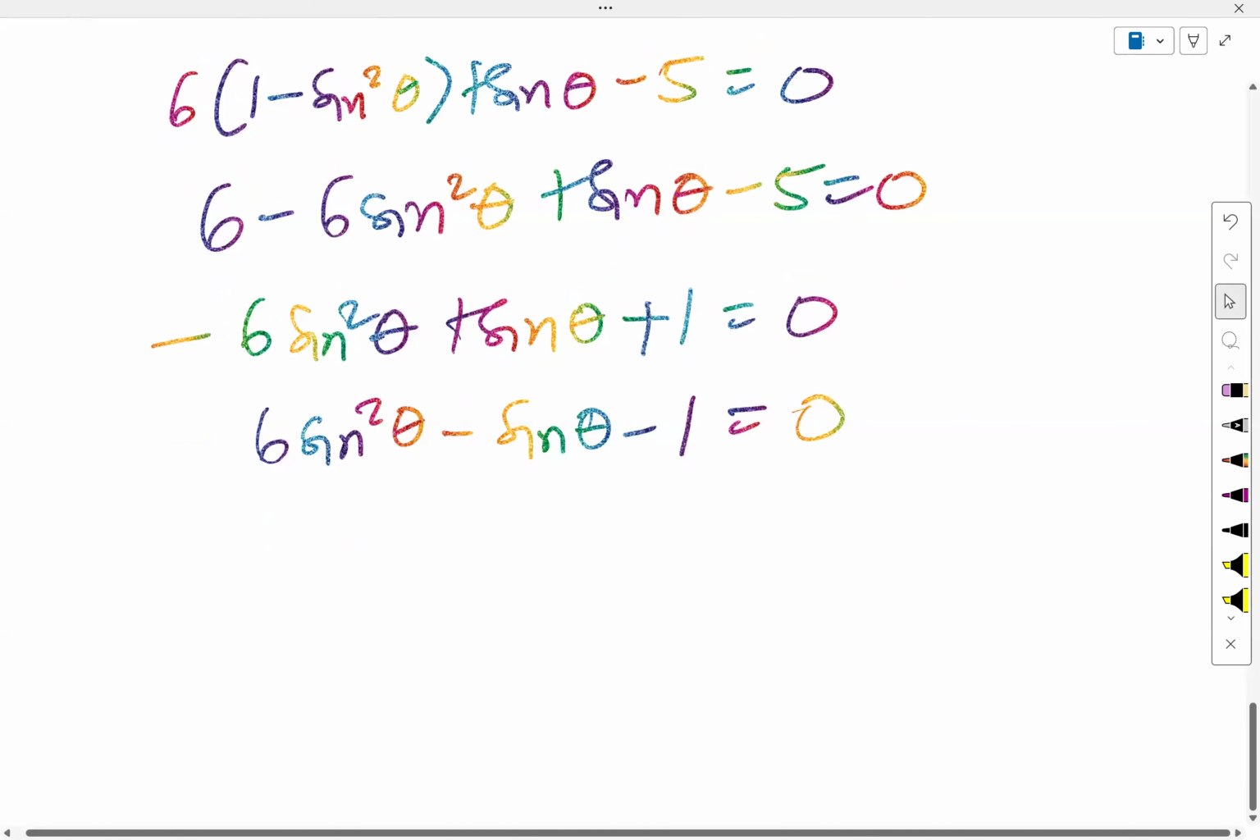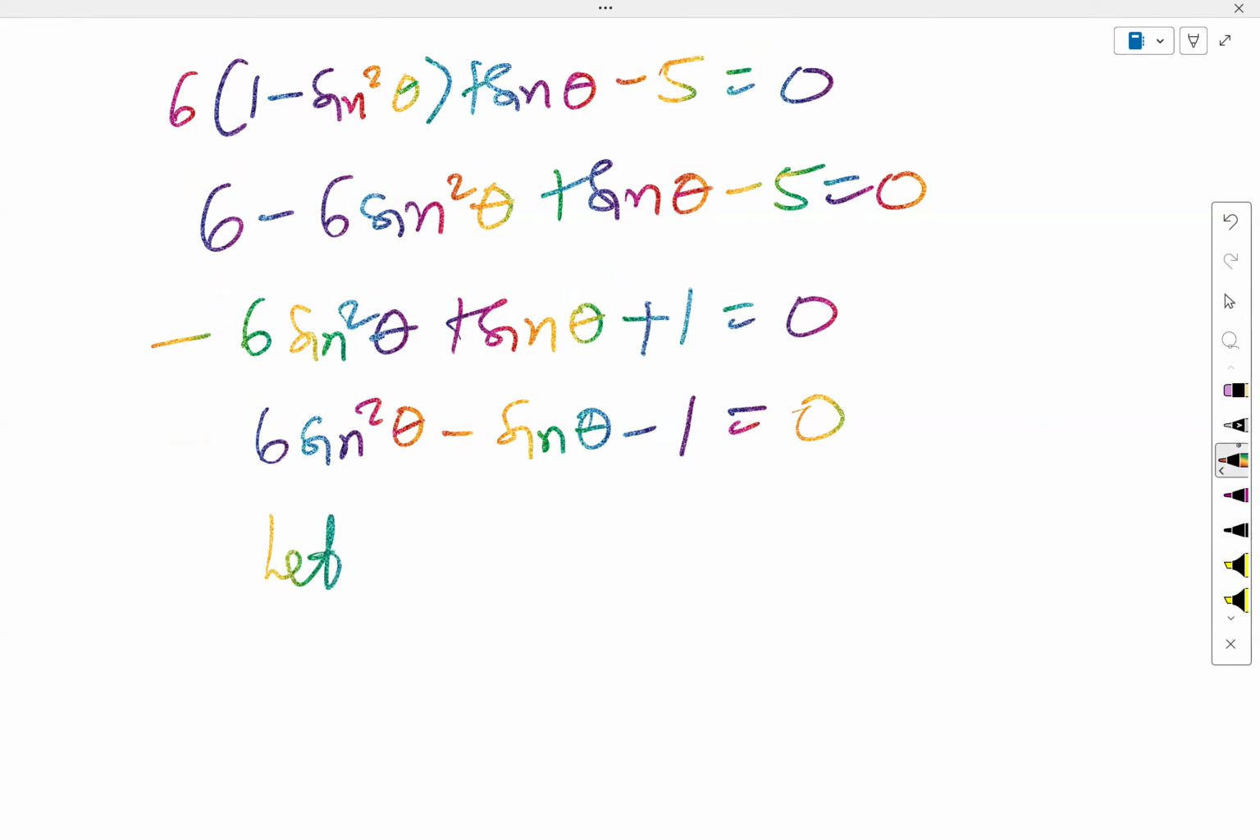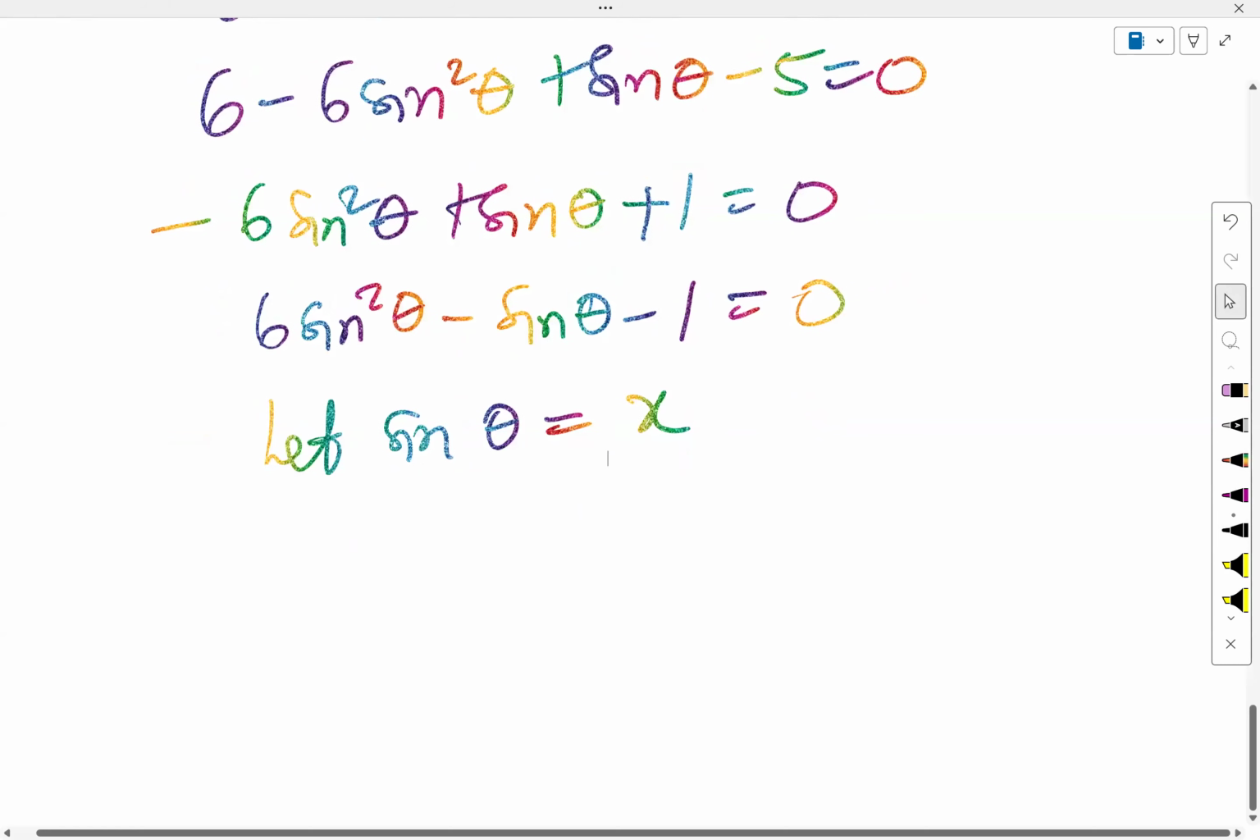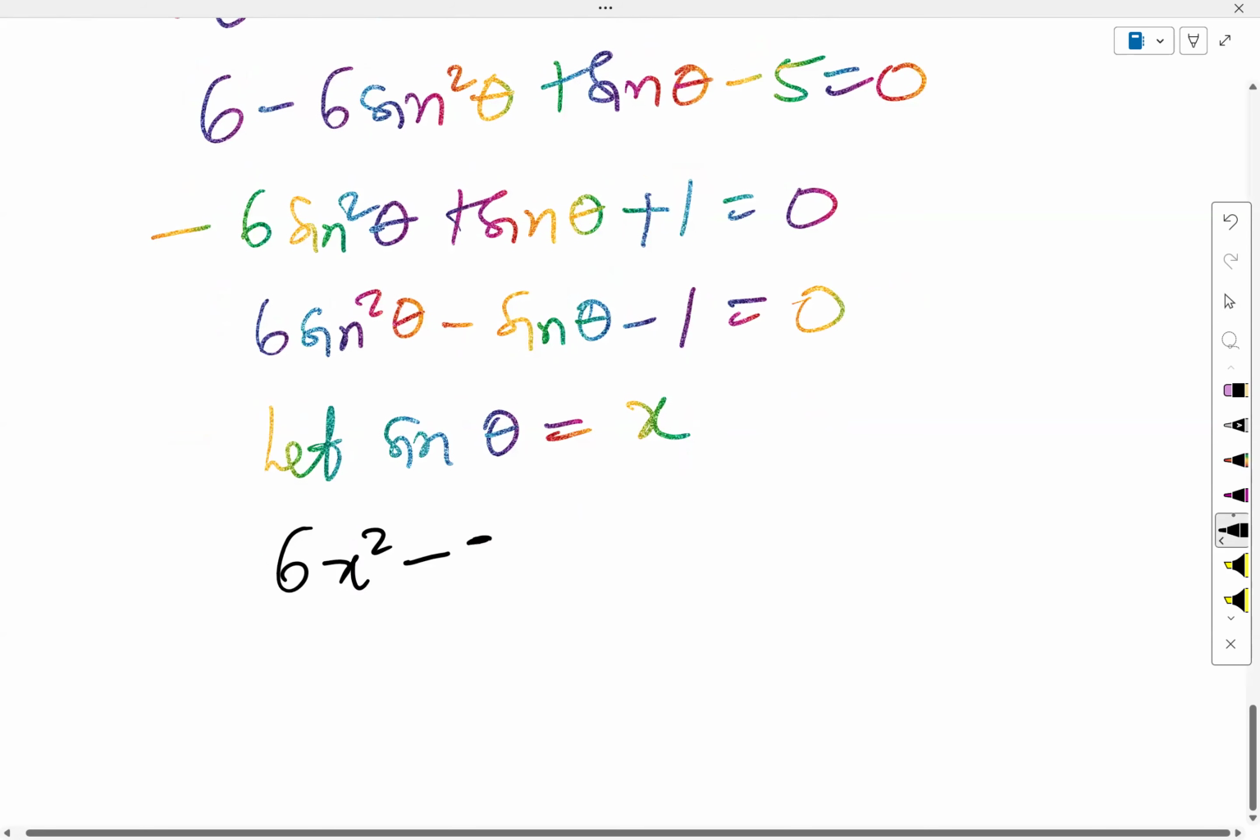Now this looks like a quadratic expression in terms of sine theta. So we can just make it into a proper quadratic expression by just saying let sine theta be equal to x. If sine theta is equal to x, then we can deal with it. So we have 6x squared minus x minus 1 equals 0.